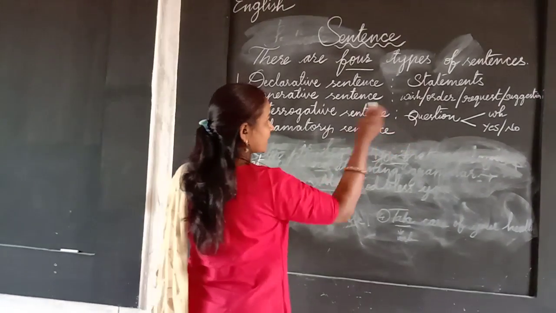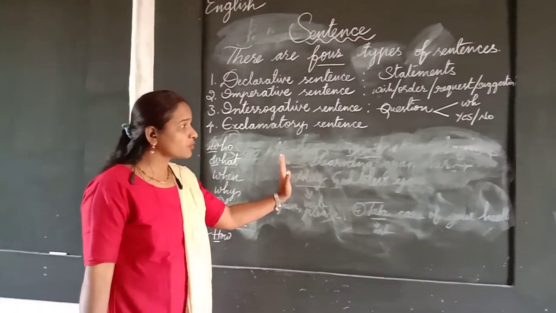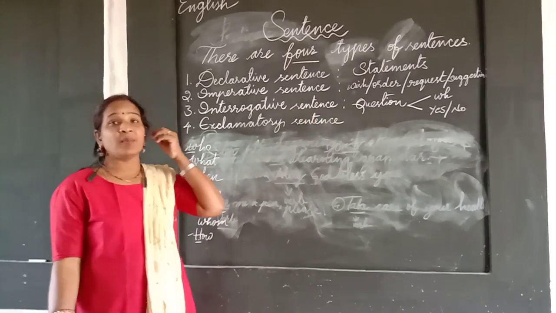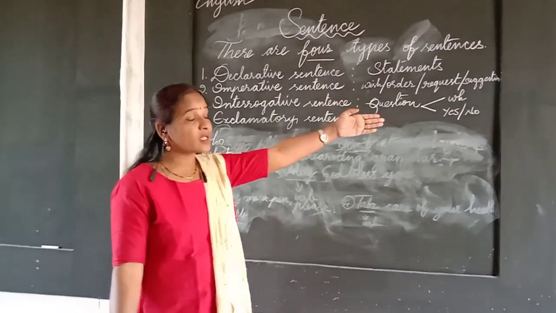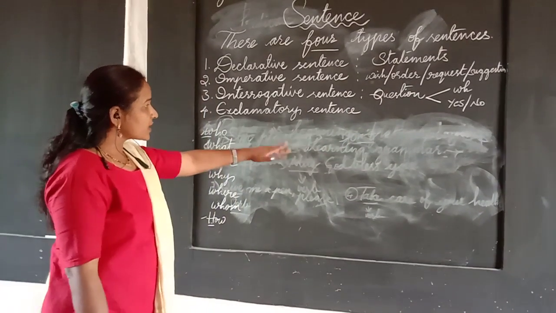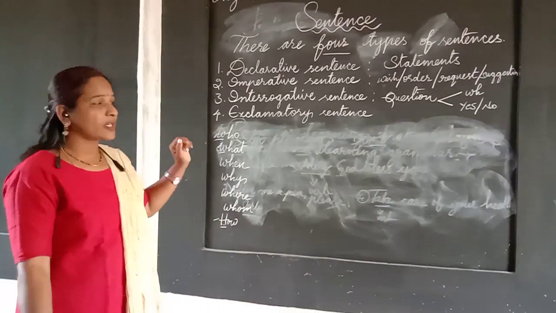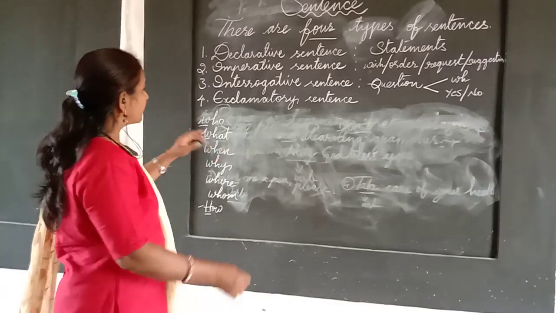So what is a yes or no question? A yes or no question is a question that begins with an auxiliary verb, and the answer can be either yes or no. That's why we call them yes or no questions. These yes or no questions, as I told you, begin with auxiliary verbs.